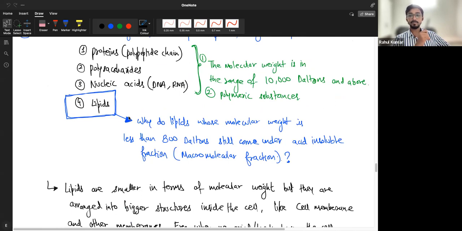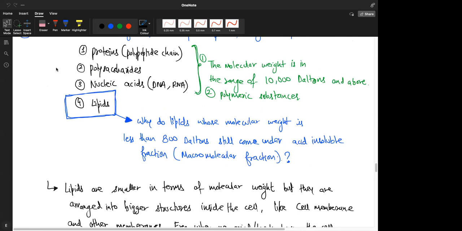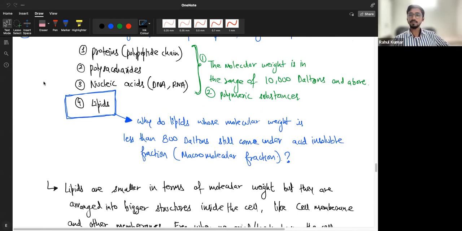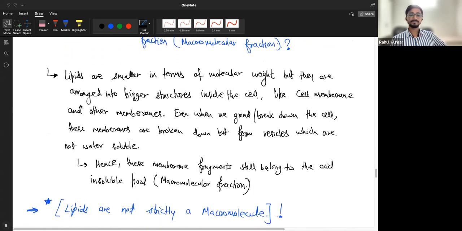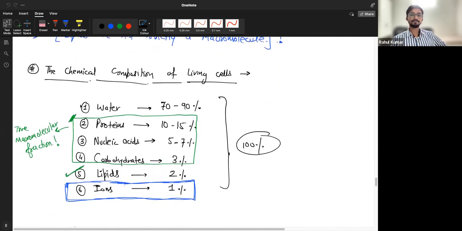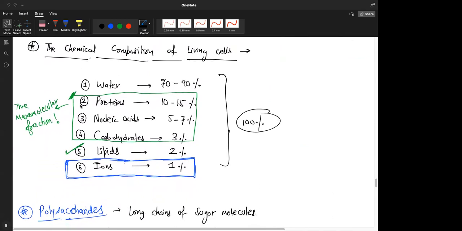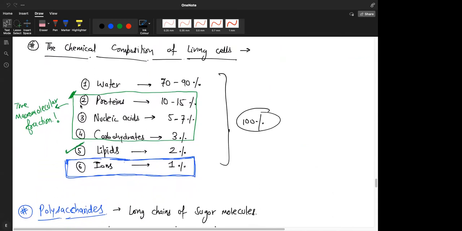We studied lipids in biomicromolecules, when we studied amino acids. But here we are studying proteins. So amino acids become proteins, sugars become polysaccharides, nucleosides become nucleic acids. Lipids are still lipids, because they behave like biomacromolecules, but they are not macromolecules. The chemical composition of a living cell: water is 70 to 90%, proteins are 10 to 15%, nucleic acid is 5 to 7%, carbohydrate is 3%, lipid is 2%, and ions are 1%.